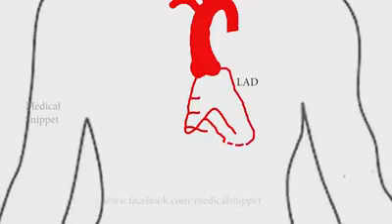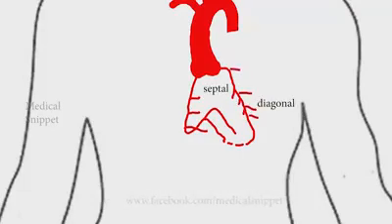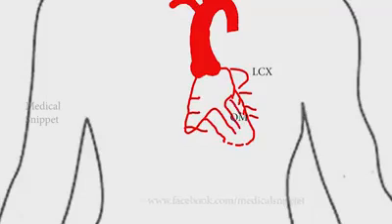The left main artery bifurcates into the left anterior descending and circumflex arteries. The left anterior descending artery gives rise to septal and diagonal branches. The circumflex artery gives rise to obtuse marginal branches.